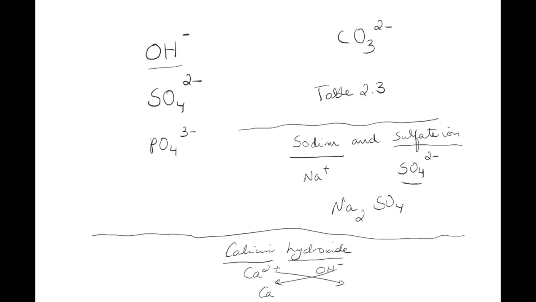Whenever you are crisscrossing charges into subscripts and you're using more than one, so if it's a 2 or more, you have to put this in parentheses. So it would have to be Ca and then parentheses OH with a 2. Okay, and that is the correct way. So anytime you're writing a formula and you're using more than one of the polyatomic ion, you would have to put that in parentheses.